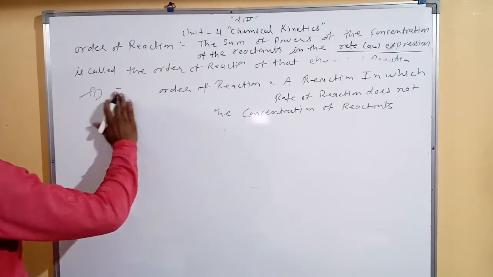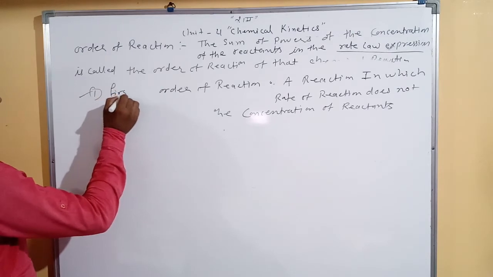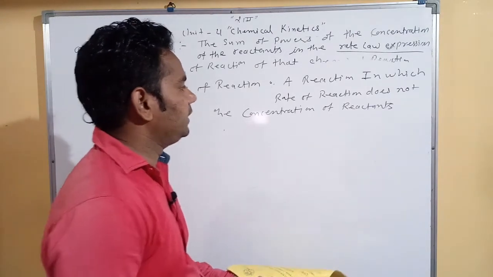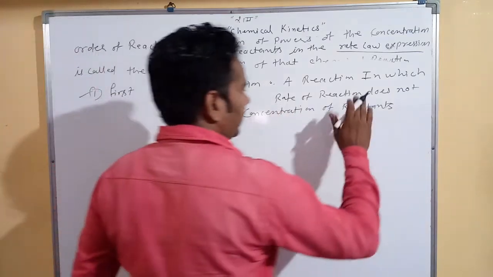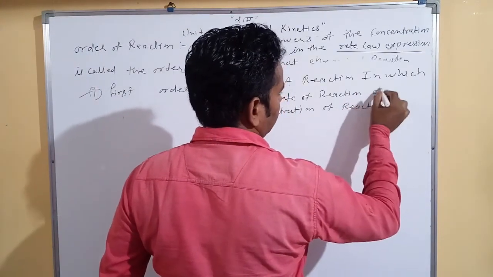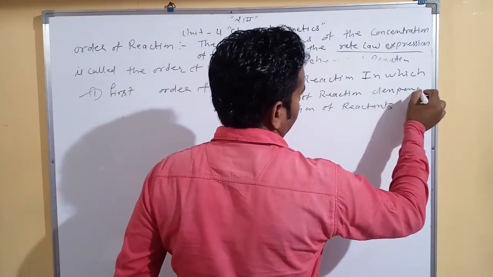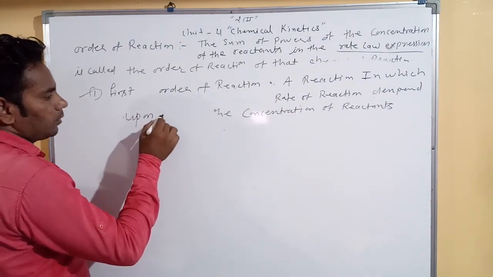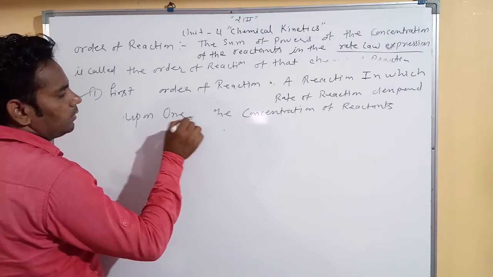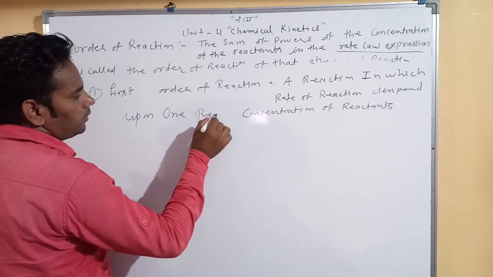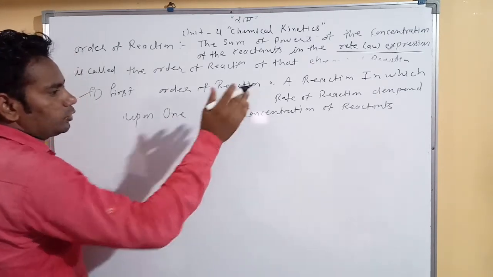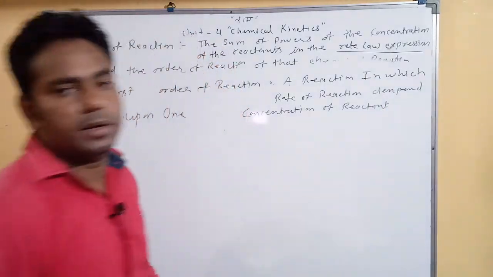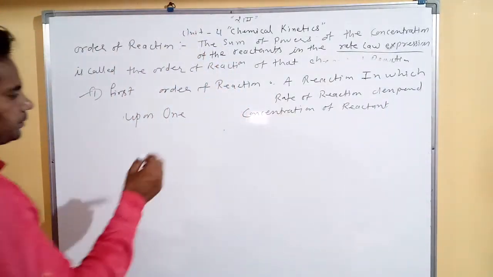First order of reaction. So the definition of first order of reaction: a reaction in which the rate of reaction depends upon one concentration of reactant. Clear? One concentration of reactant.